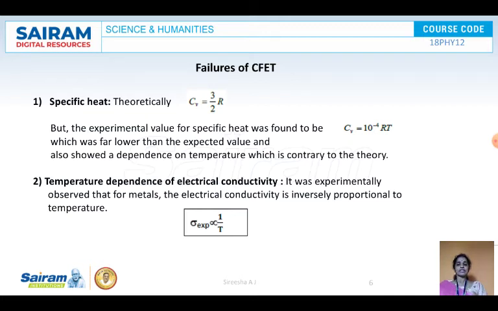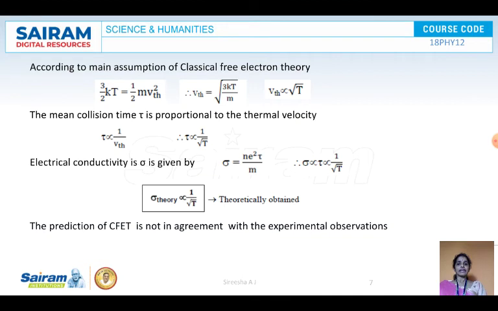Next is the temperature dependence of electrical conductivity. It was experimentally observed that for metals, electrical conductivity is inversely proportional to the temperature. You can see in this expression, conductivity experimentally is inversely proportional to the temperature. But theoretically it was different, given by sigma proportional to 1 by root T. There is a difference of a root for temperature. So we'll see how it has happened.